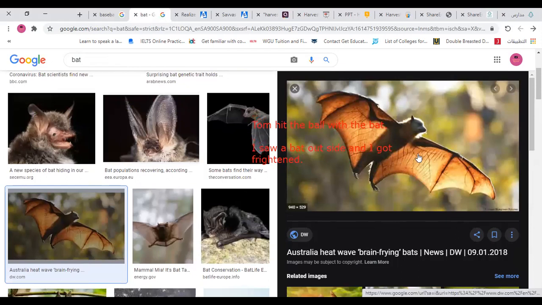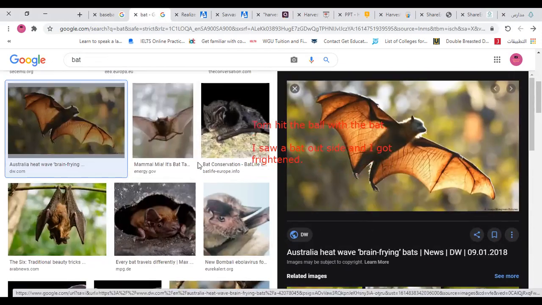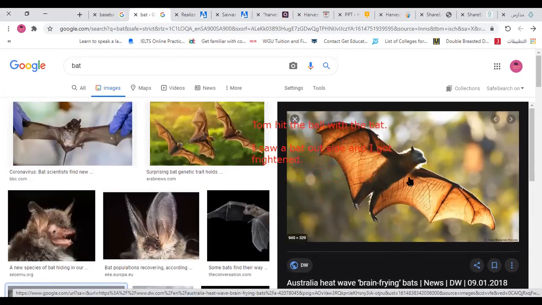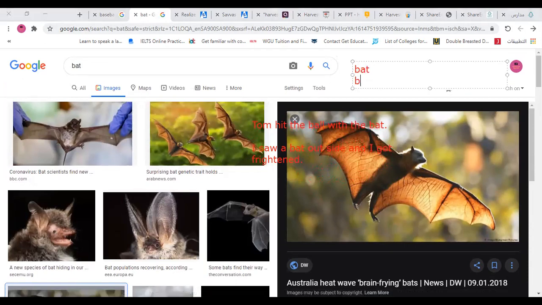So bat here means what? It means the small animal, the mammal that flies at night and looks like a mouse, but at the same time it has wings. So here I have two bats. Both of them are spelled the same way, with the same letters, and they have the same pronunciation, bat, bat, but they have different meanings. In English, this is what we call homonym.